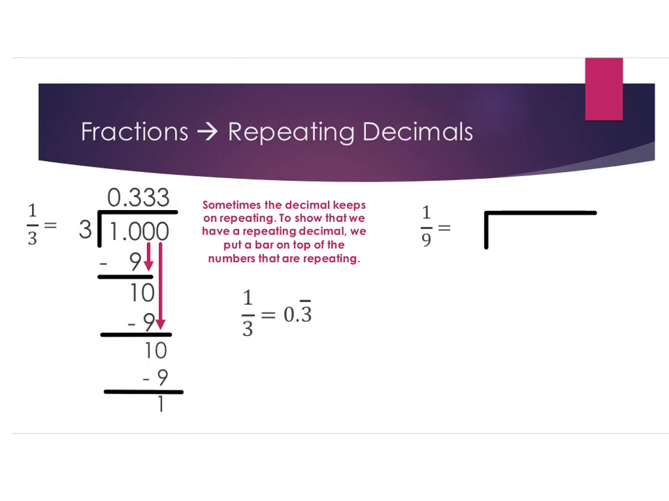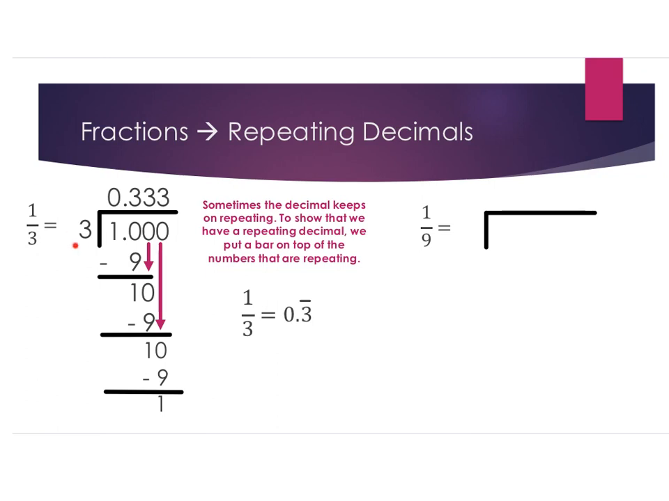So now let's talk about when we're dividing a fraction. Sometimes when we're dividing a fraction, I wrote it right here, the decimal keeps on repeating. To show that we have a repeating decimal, we put a bar on top of the numbers that are repeating. So if that was a little bit confusing to you, let me explain it further. Here I have 1/3. And so the 1 goes inside the house, of course, and the 3 goes on the outside. 1 is on top, and the top number always goes inside the house.